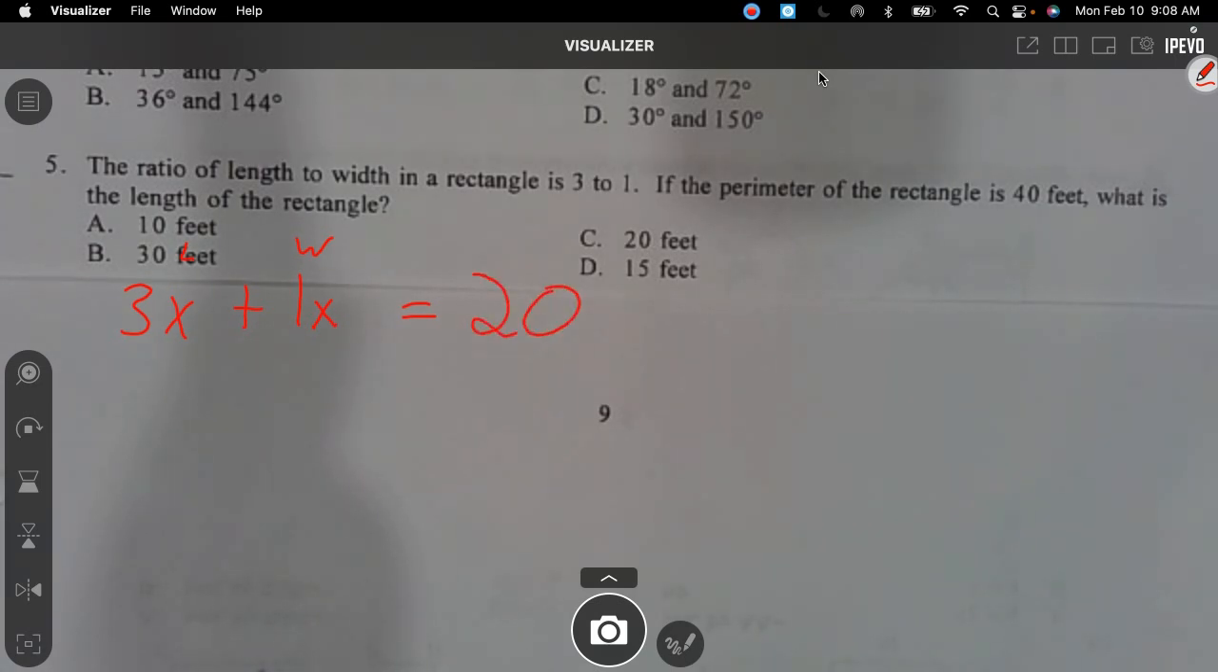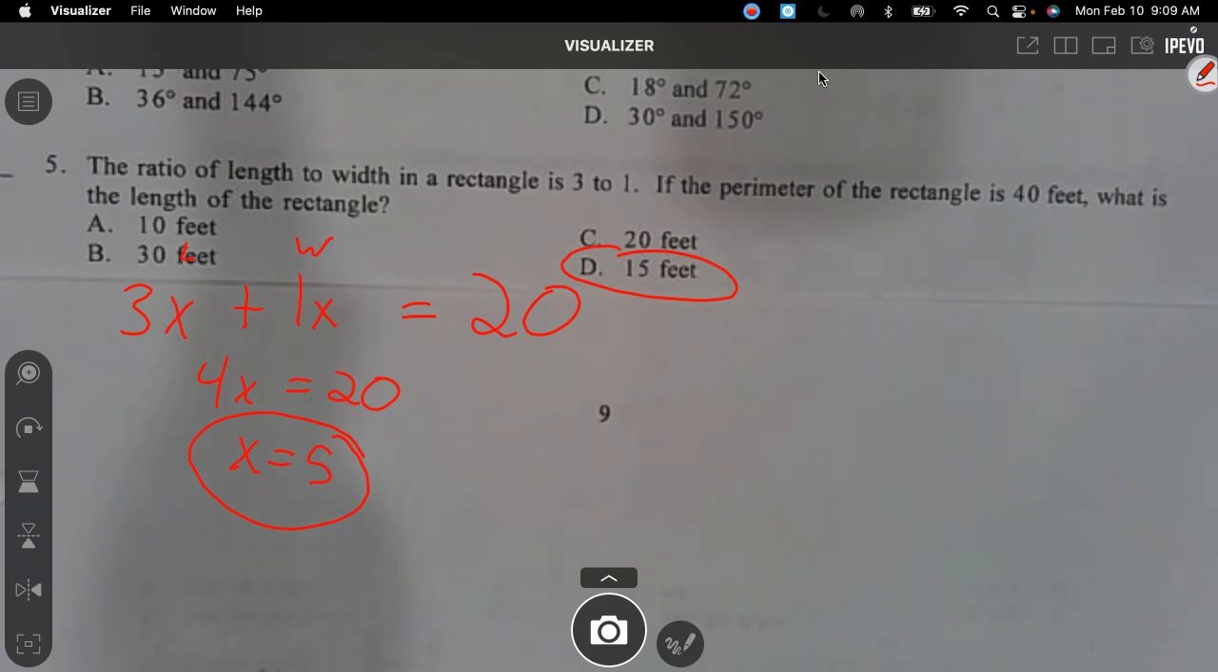This one's not on the quiz. But then I would get 4x equals 20. This makes sense. X is 5. Plug that in. What's 5 times 3? 15, which is also an answer. It's actually the answer. Okay? Because if I added 15 and 15 and 5 and 5, that does give me a perimeter of 40. The other one was way too much.